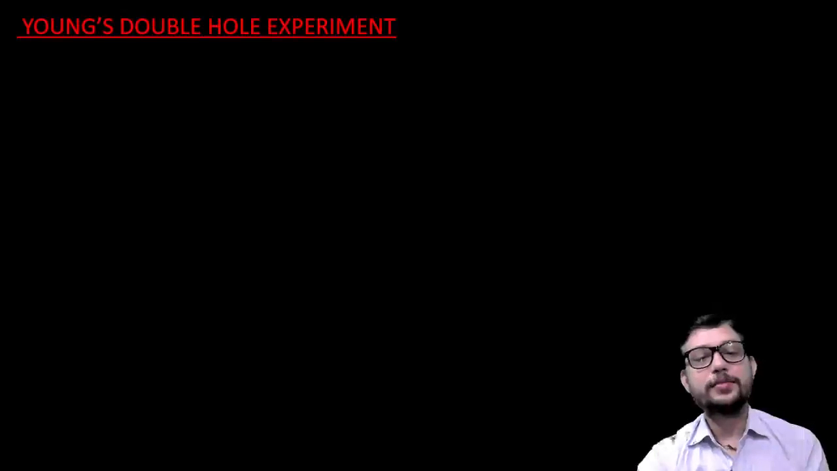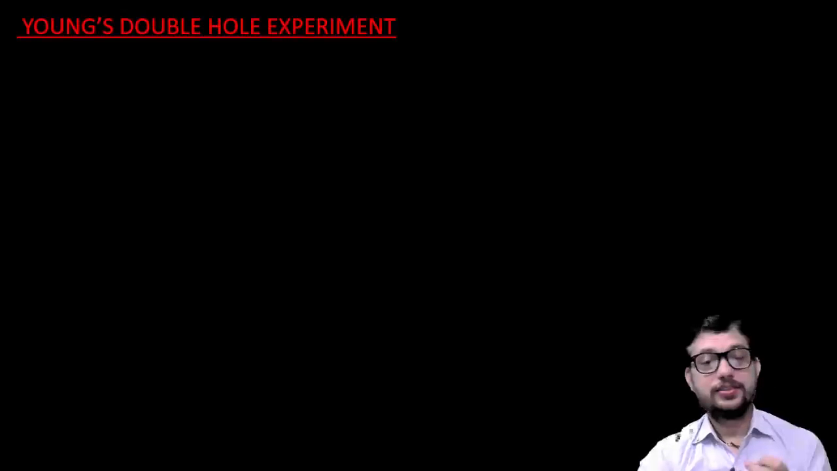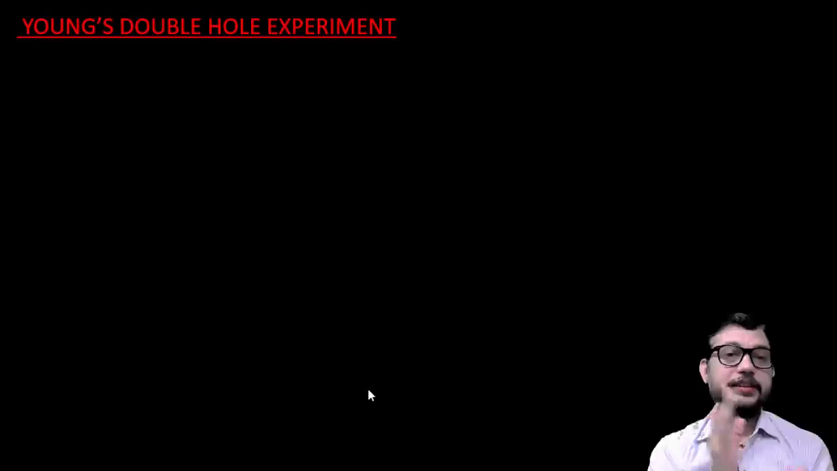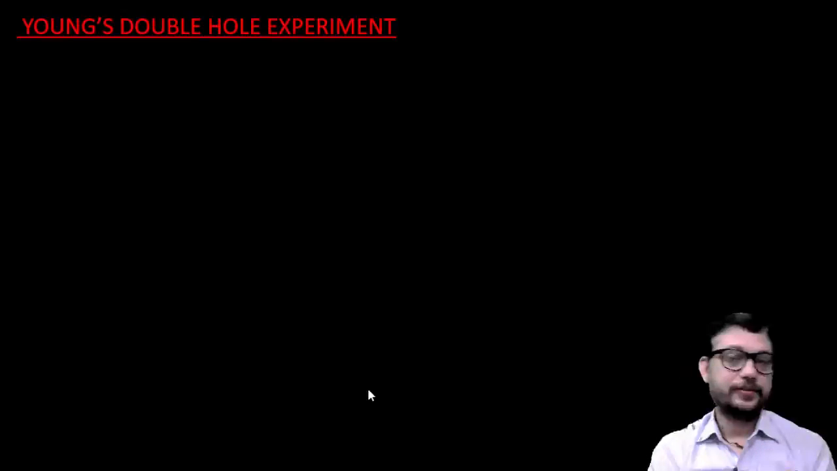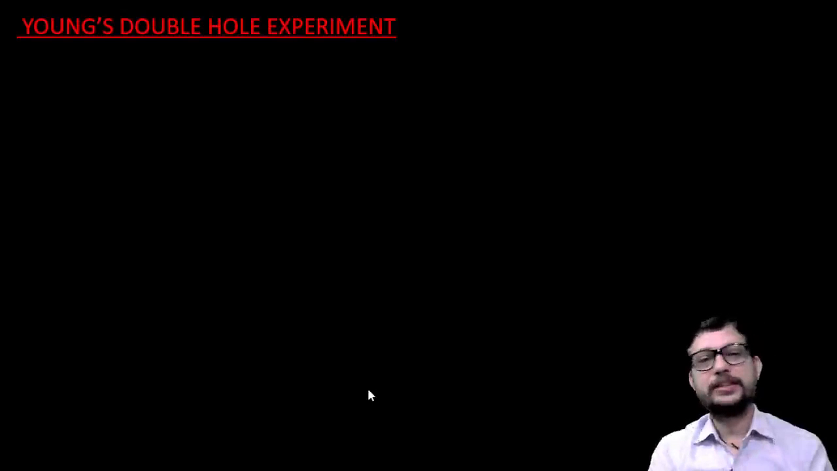So what is basic Young's double hole experiment? What does it mean? What is its sense? Basically, to understand Young's experiment, we can simply say that Young tries to prove that light is a wave. And to prove that thing, he performed an experiment. That experiment is basically a very famous experiment.